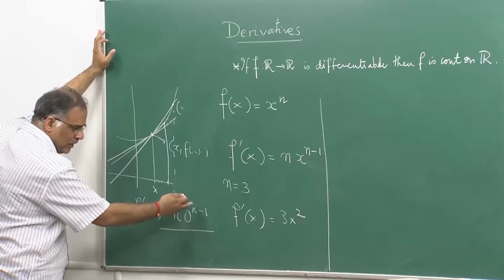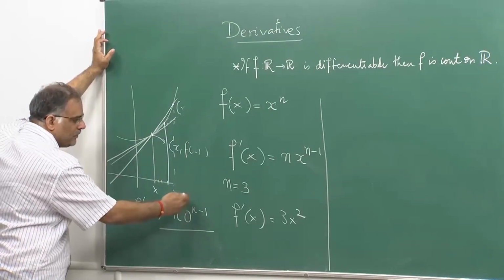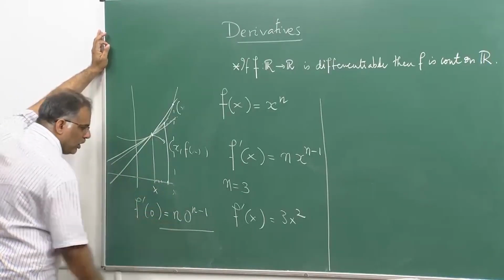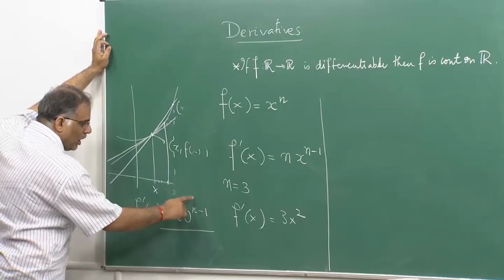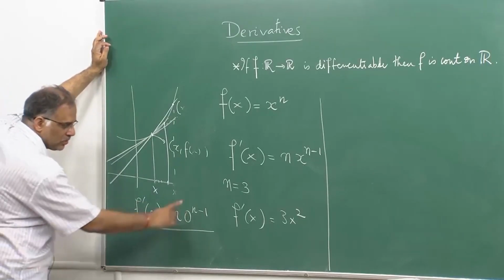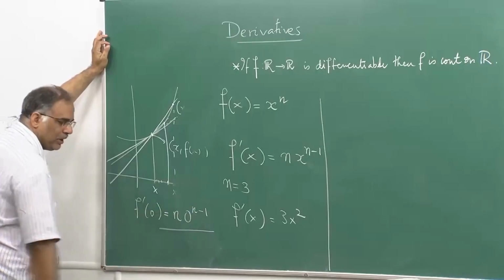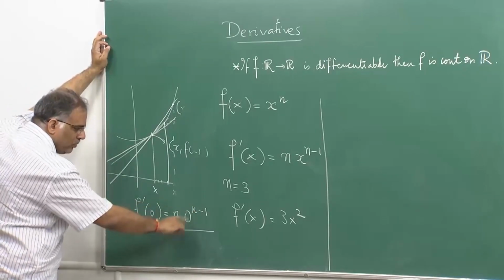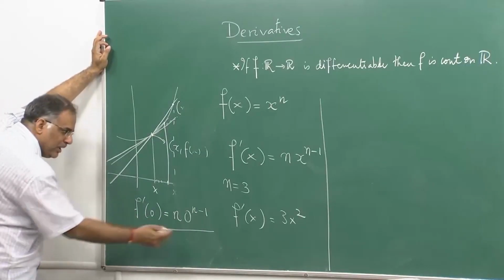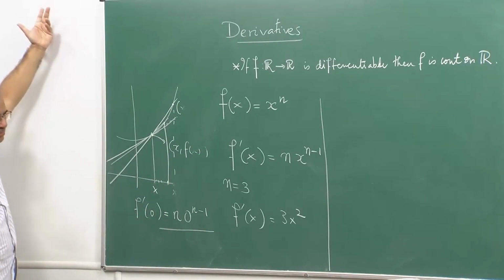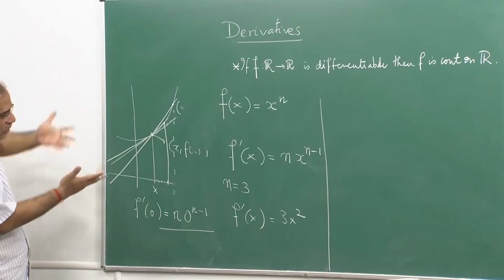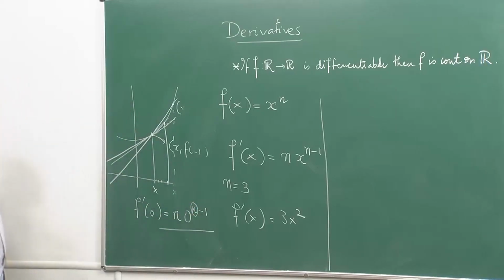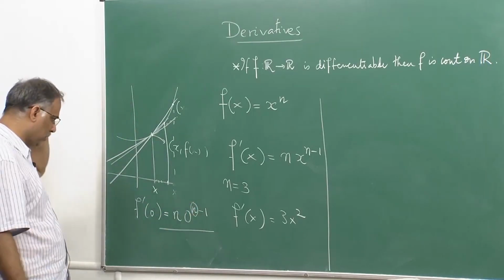0. Say suppose it is 3, then it is 3 minus 1, 2, so 0 square is 0. But if n is half, what will happen? If n is half, it will become 0 to the power minus half, which means 1 by 0 to the power half, and immediately you have nothing. You are dividing by 0. So you have to be very cautious about this n. So all your formulas work good.